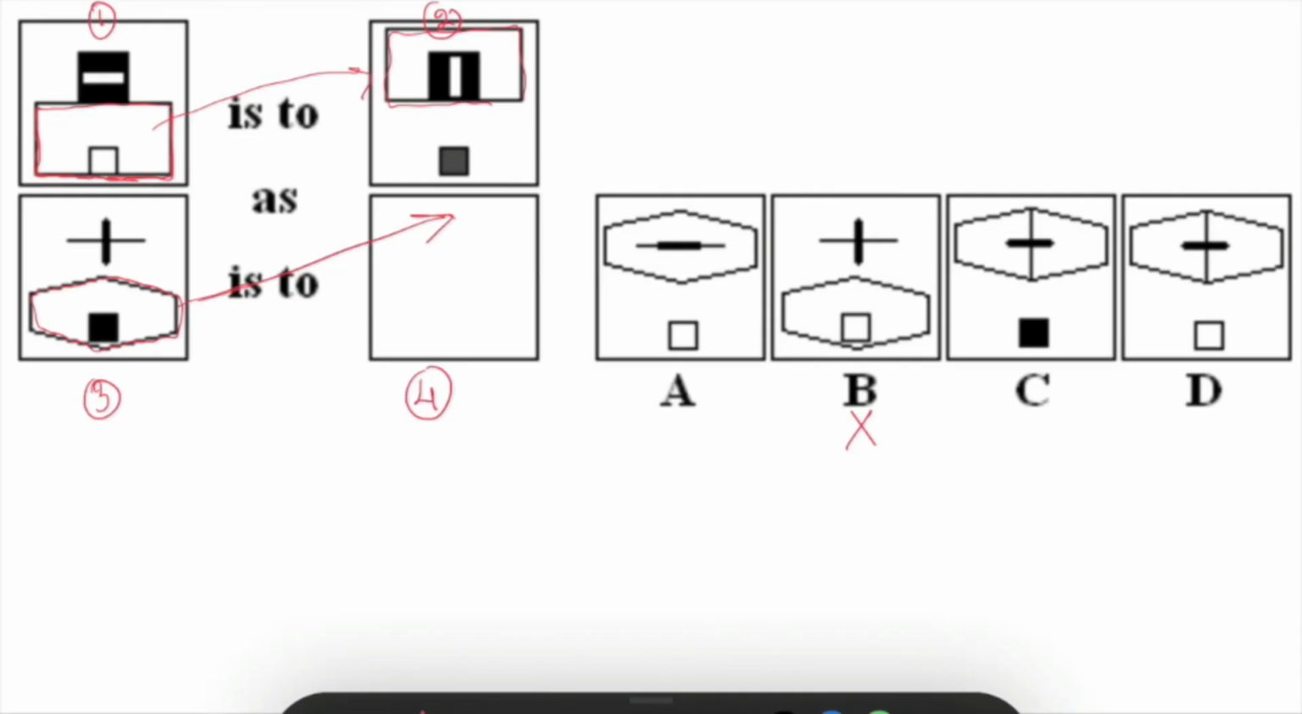Another thing, the small square here has changed its color in pattern 2. So if this is the case between 3 and 4, the black square will be a white one. I can expect this, and this happened in A and B and D, but not in C, so I exclude C.